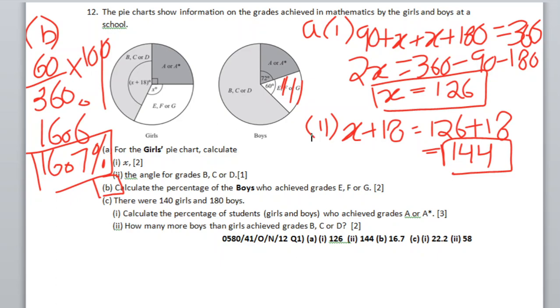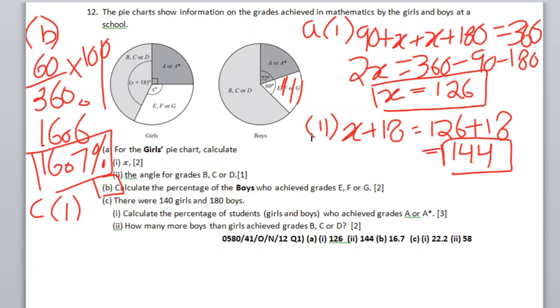Part C1. There are 140 girls and 180 boys. Calculate the percentage of students, girls and boys, who achieve A or A star. For that, we first need the number of girls in the sector A or A star, and then the number of boys in sector A or A star, and then find the total percentage. We can't use the procedure we used earlier because now we're talking about two different pie charts, so we can't just simply use the angles.